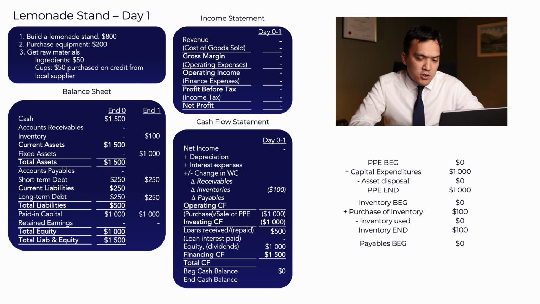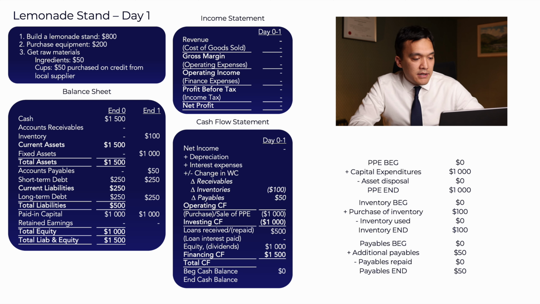As you can see, with payables we had $0 at the beginning of the period, plus additional payables of $50, which are our cups from local supplier, and minus payables repaid during the period. So at the end of the period we have payables of $50. So again, we show change of $50 on the cash flow statement, and we show that our balance of payables at the end of day 1 is $50.